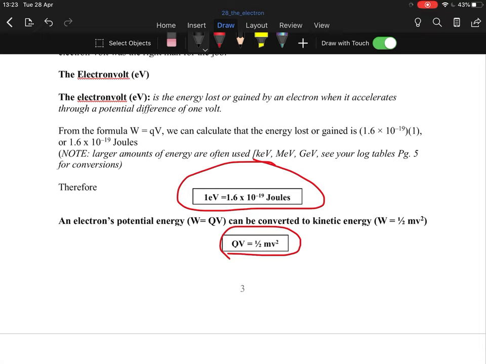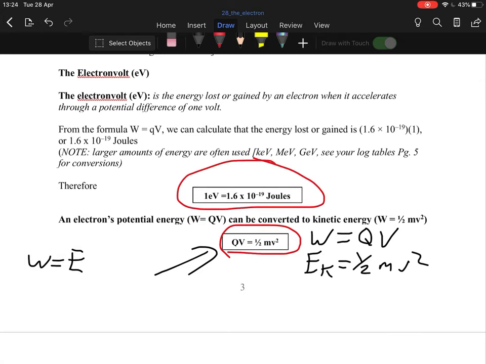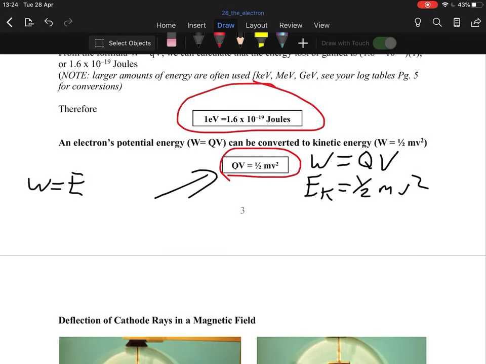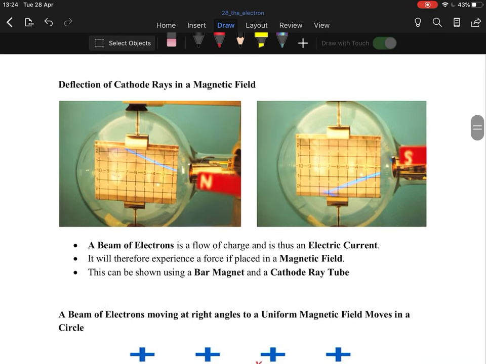Okay? All right. So here, electron volt QV is equal to half MV squared. What I'm doing there is, basically, W equals QV, kinetic energy equals a half MV squared, work done equals the energy, so the two equal each other. That's all. You could do the same with MGH, and force times displacement. So that's where that equation comes from.